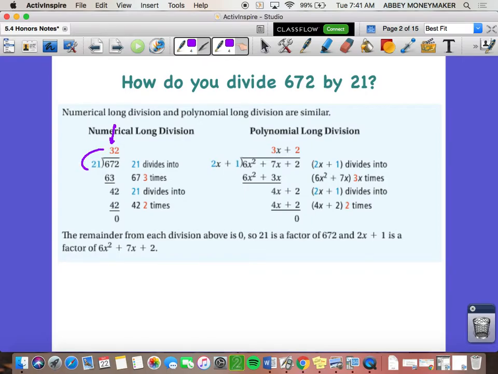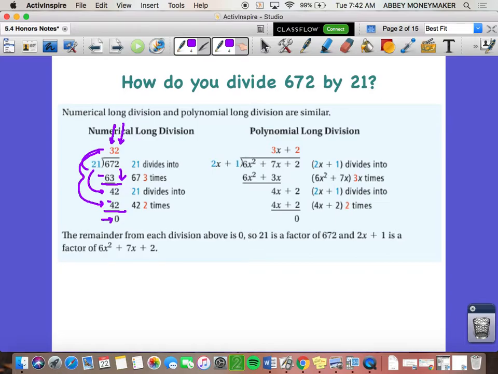And I always say the phrase, you draw the line and you change your sign. You know that it's subtraction with numerical division, but it's just really helpful once we start doing polynomials if you can remember that phrase. So 67 minus 63 is 4, and then we bring down the next value, which is 2. And then we start the process over again. 21 goes into 42 how many times? Twice, so I write the 2 up top. 2 times 21 gives me that 42. I draw the line and change my signs. My remainder is 0. So 21 goes into 672 32 times.